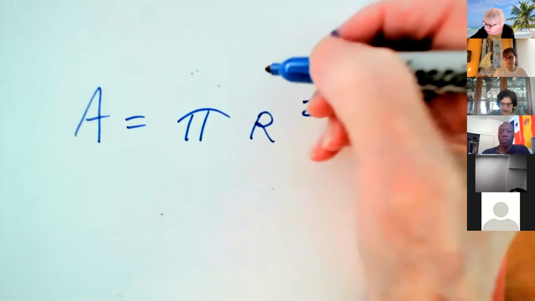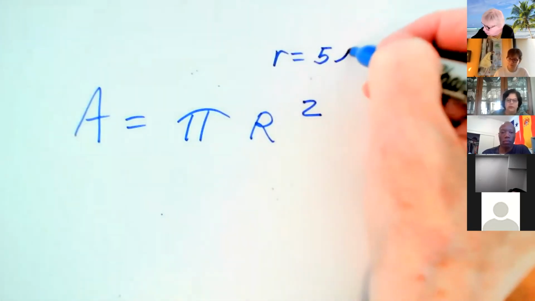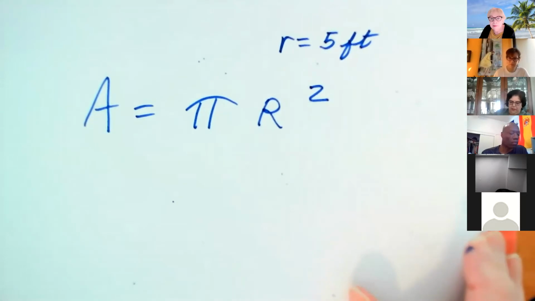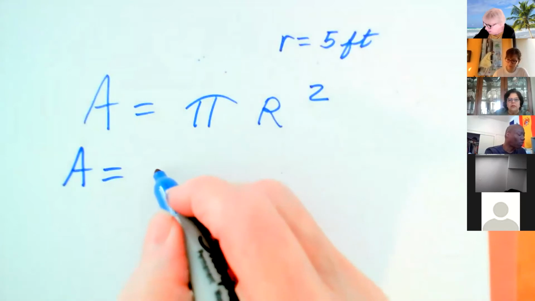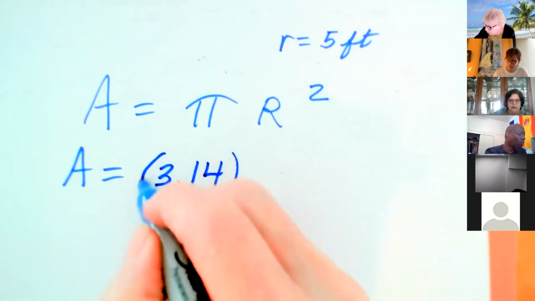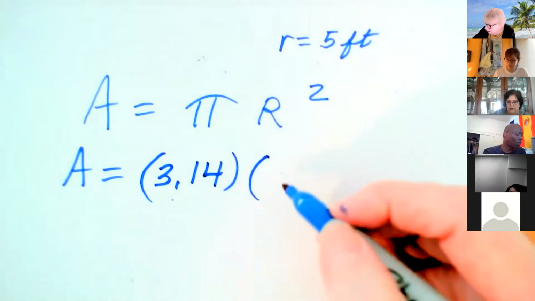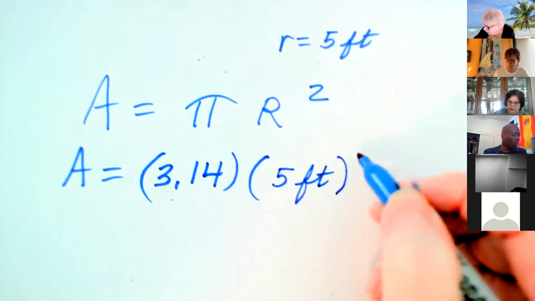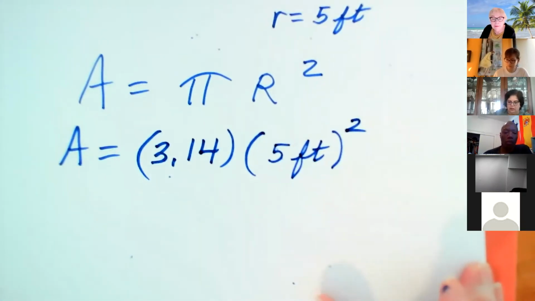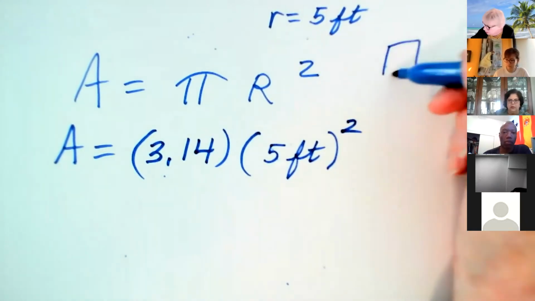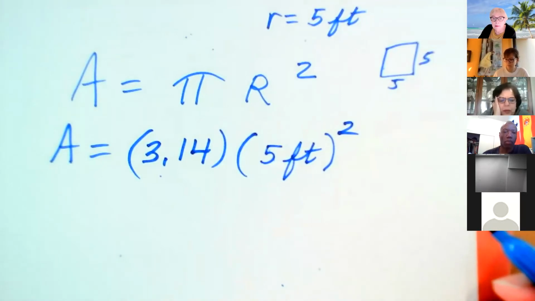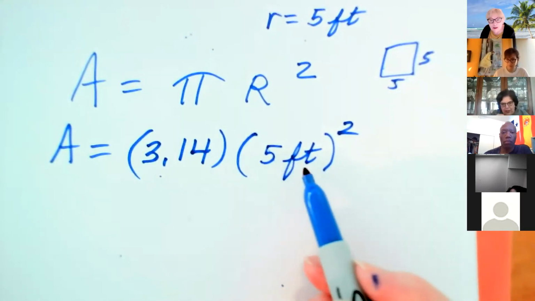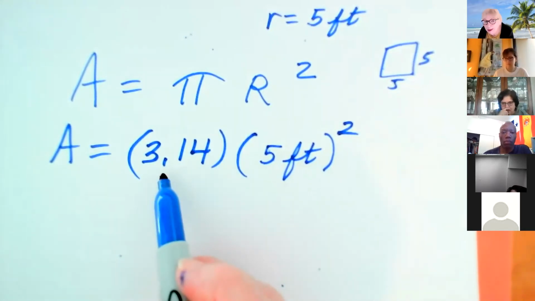So if somebody said, I'm going to make it easy, the radius was 5 feet, you would do the following. Pi, they're having you use 3.14. The radius would be 5 feet, and it's squared. So it's basically 5 by 5. Do you always use 3.14, regardless of the size of the radius? Yes, this is always the number.